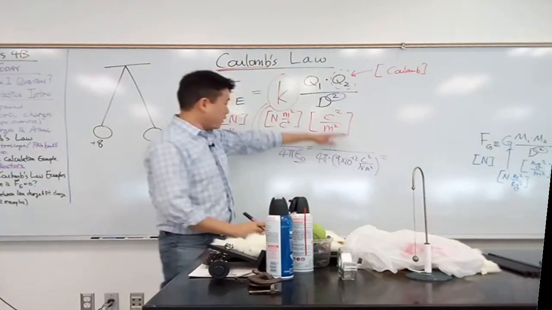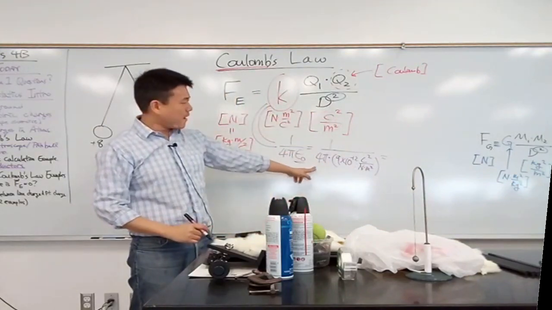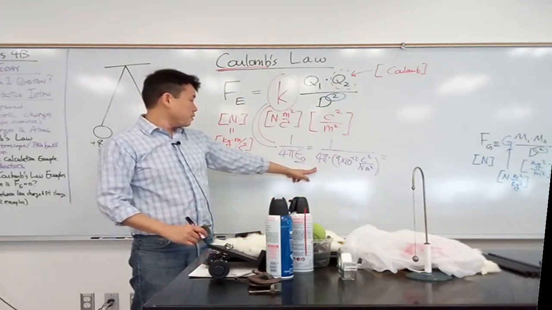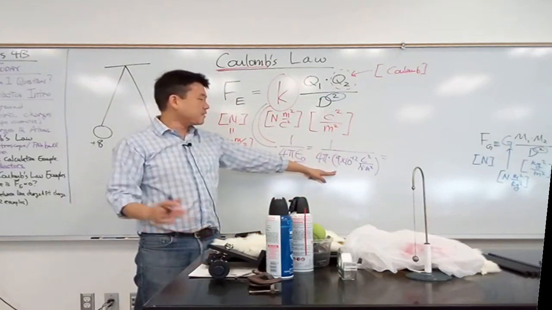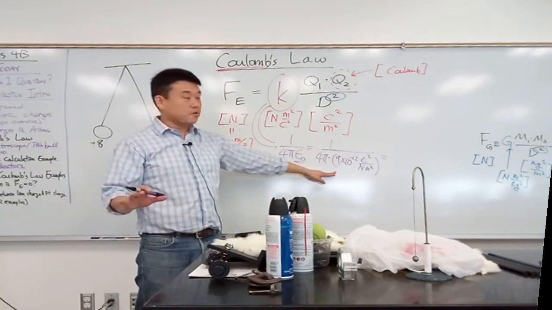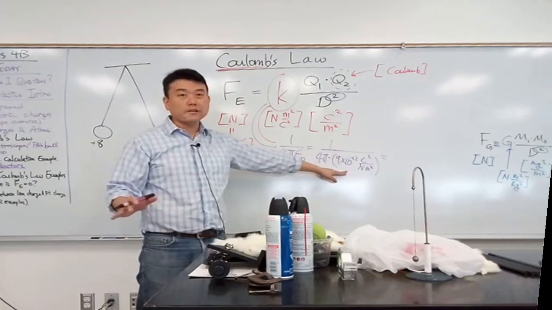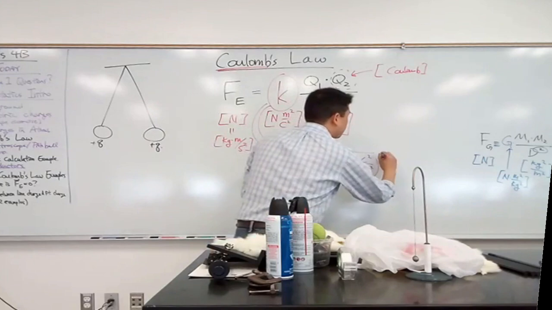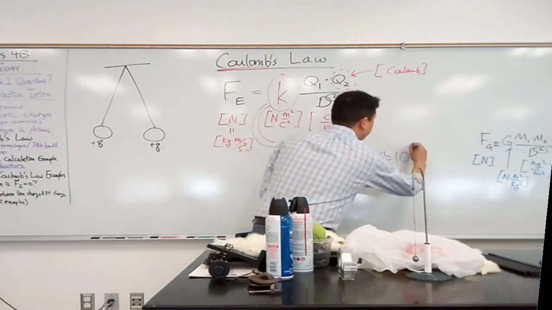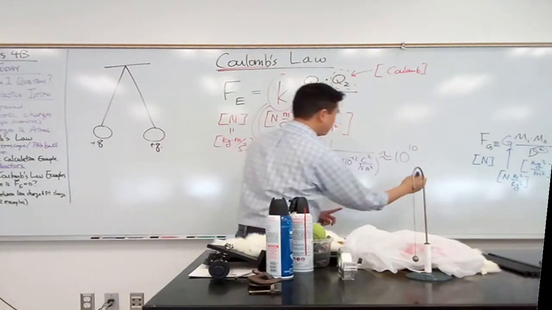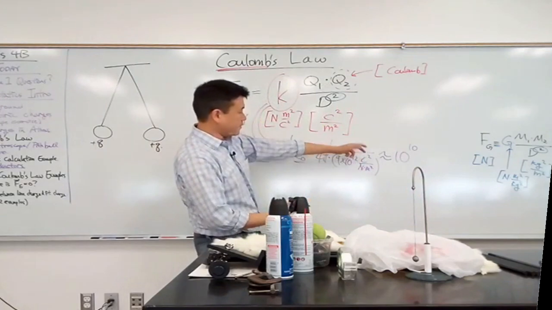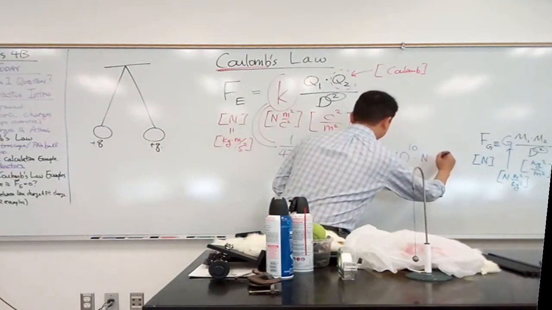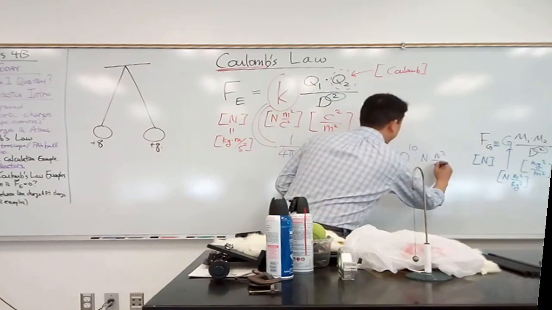So when you work all of this out, 4 pi is about 12. 12 times 9, that sounds like about 100. So 100 times 10 to the minus 12, that's about 10 to the minus 10. So this is going to be approximately 10 to the 10. And working out the unit, it's 10 to the 10 times Newton times meter squared per Coulomb squared.